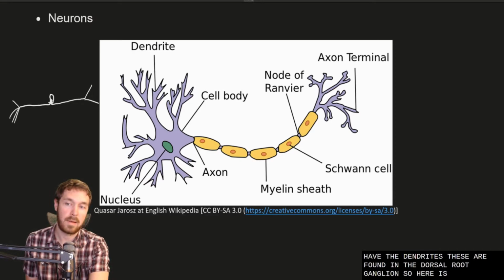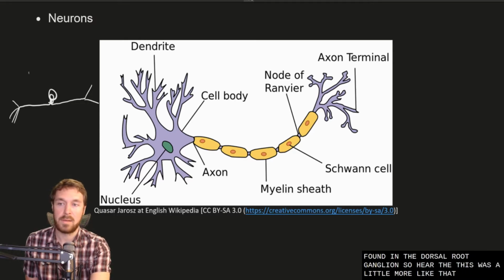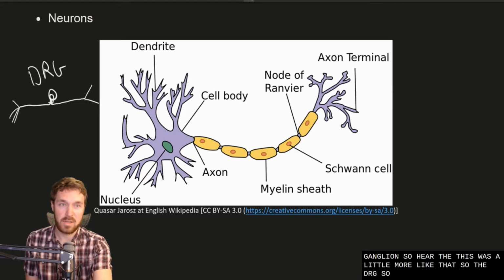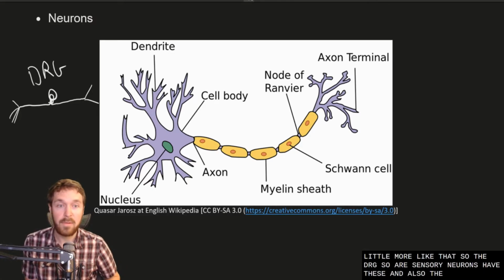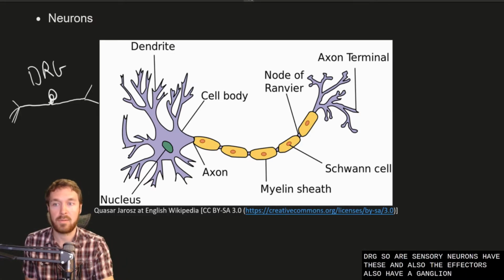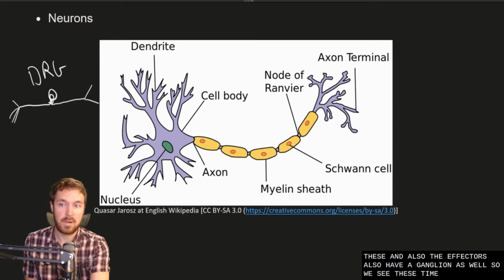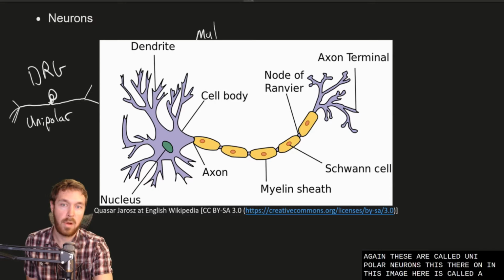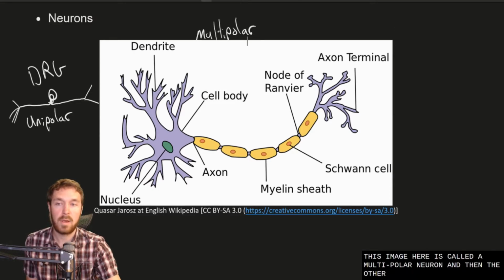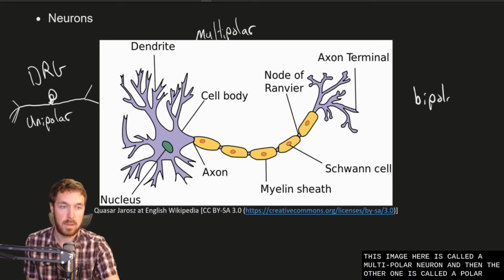So here, let's draw it a little more like that. So the DRG, our sensory neurons have these. And also the effectors also have a ganglion as well. So we see these types of neurons. Again, these are called unipolar neurons. This neuron in this image here is called a multipolar neuron. And then the other one is called a bipolar neuron.